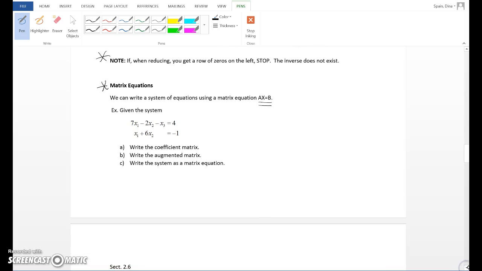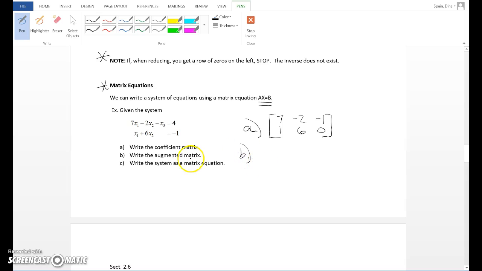So, let's start with part A. I think I can do A and B over here. A is the coefficient matrix, just the coefficients here. It doesn't include the right-hand sides. So I have two equations, so I'll have two rows. First one's a 7, a -2, and a -1. And that second one is a 1, a 6, and a 0. There's no x3 down there. Right, that's the coefficient matrix. Pretty easy. We've done those before, a while ago.